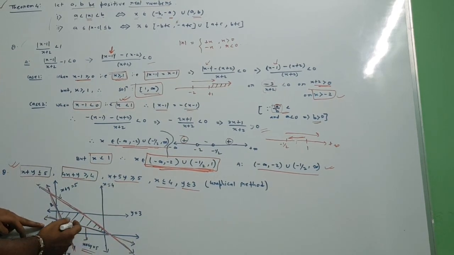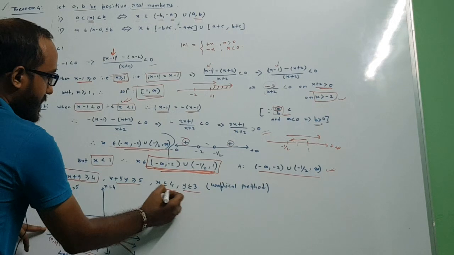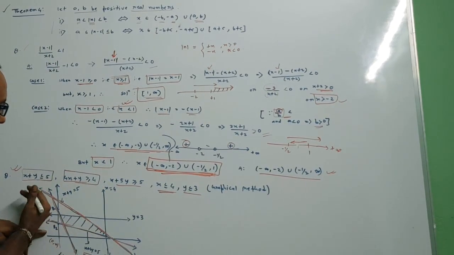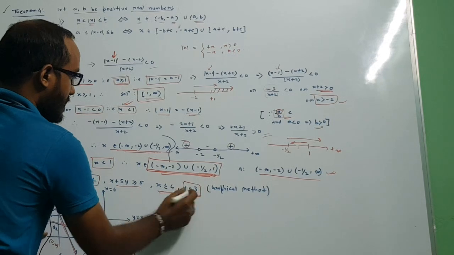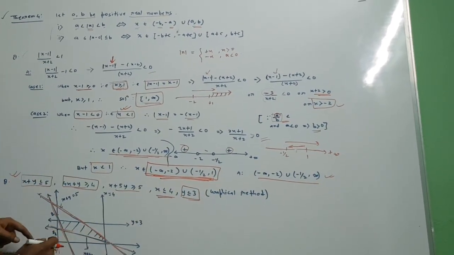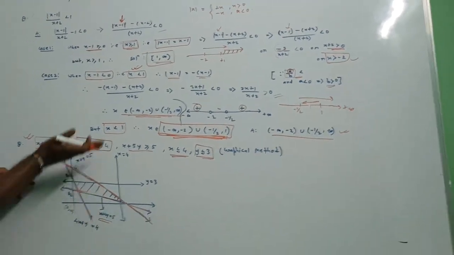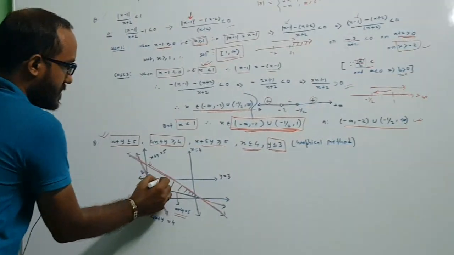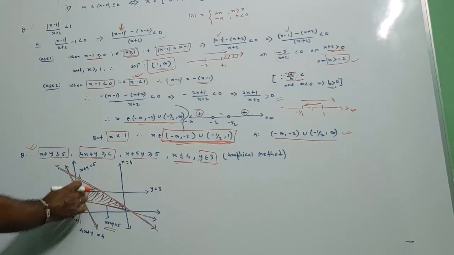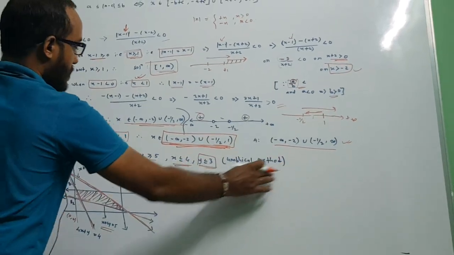So our solution will not contain the origin, so our solution will be on the upper side. X is less than 4: 0 is less than 4, true, so our solution would be on the left hand side. Y is less than 3: 0 is less than 3, true, so our solution will contain the origin. From these conditions we can say this is the solution region. Whatever points lie within the solution region would be your solution.